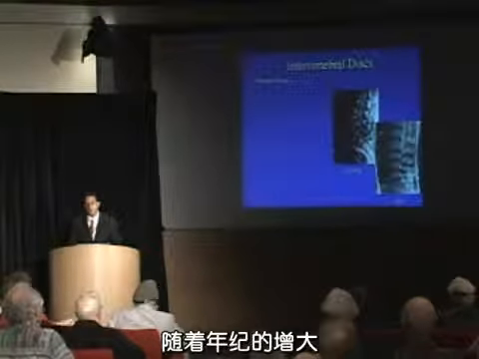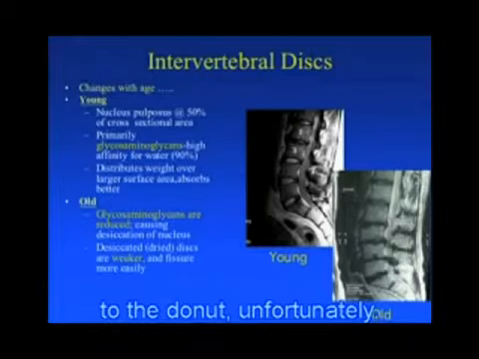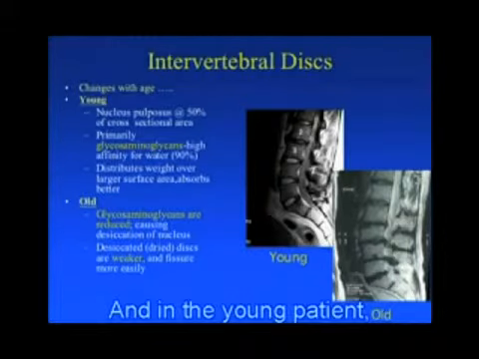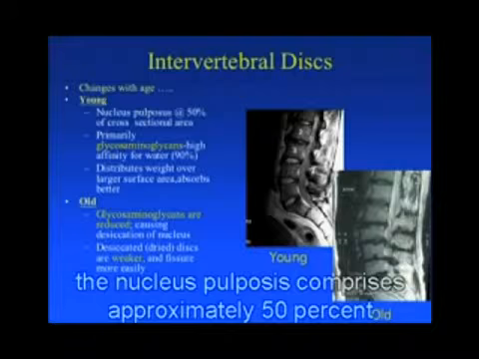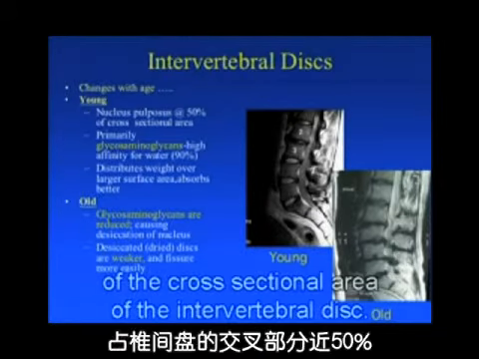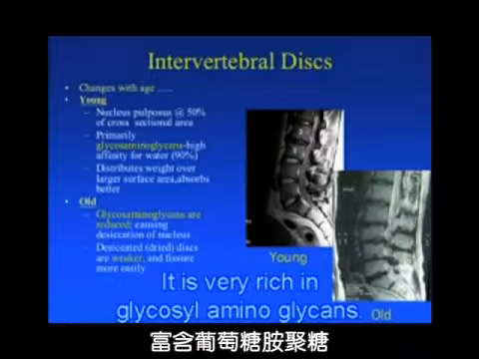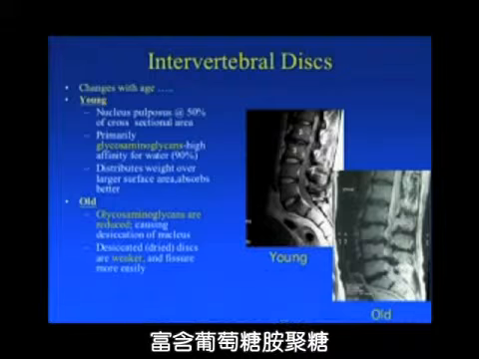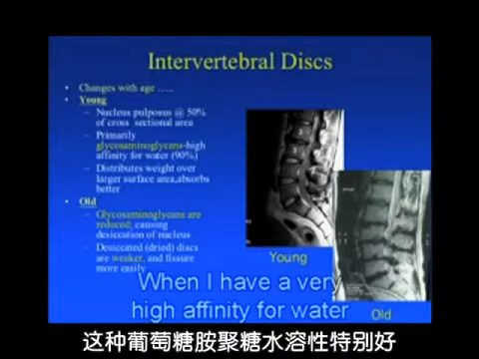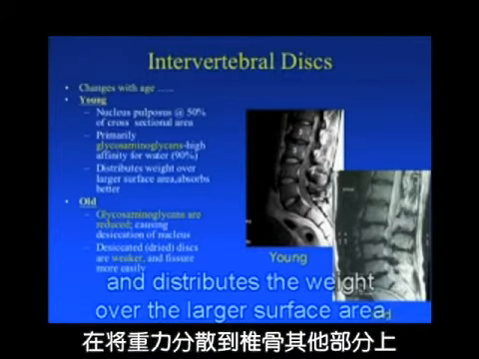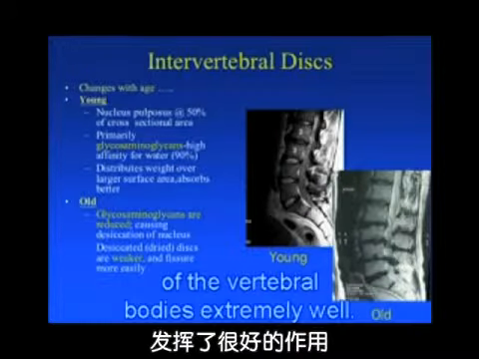As we grow older, there are a lot of things that happen to the donuts, unfortunately. In a young patient, the nucleus pulposus comprises approximately 50% of the cross-sectional area of the intervertebral disc. It is very rich in glycosaminoglycans, which have a very high affinity for water and distribute the weight over the larger surface area of the vertebral bodies extremely well.